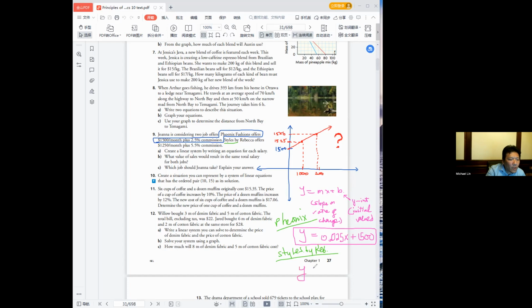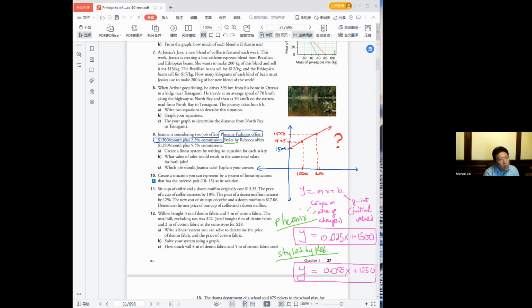y equals 0.055 times... no, this is an x. Oh, x plus 1,250. Very good. Okay, so we're always adding that last value, just like in y equals mx plus b, right? It's going to be adding that last initial value. So in other words, we get 5.5% of whatever we sell plus $1,250.